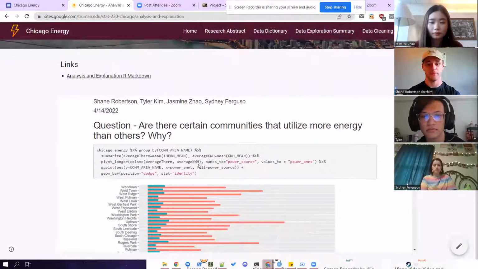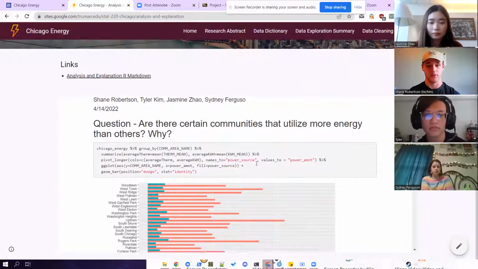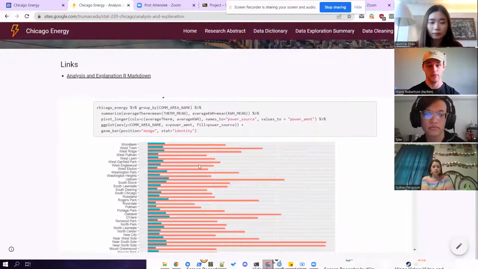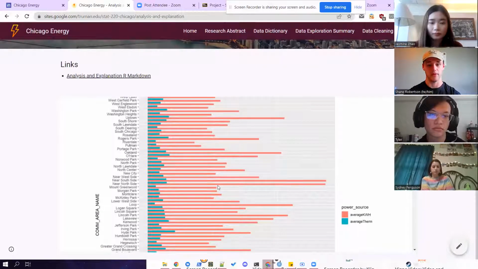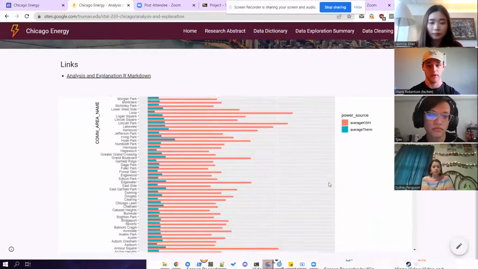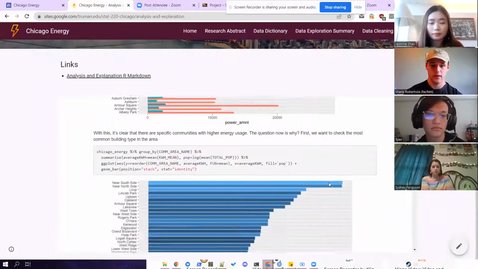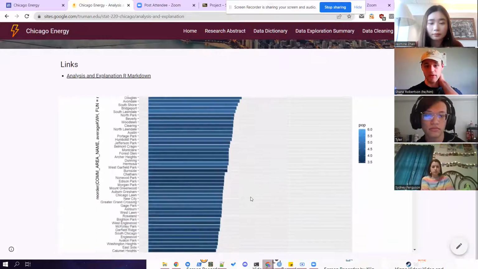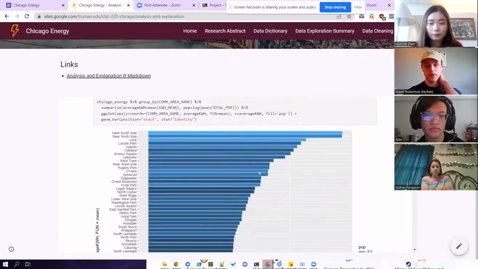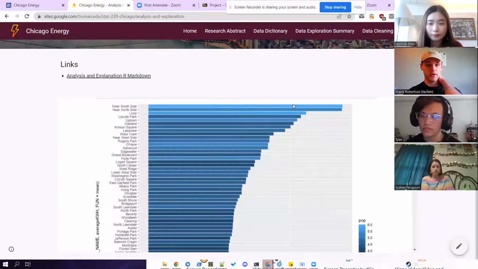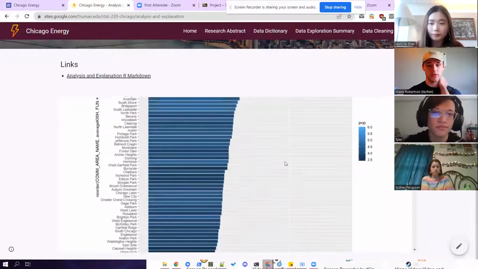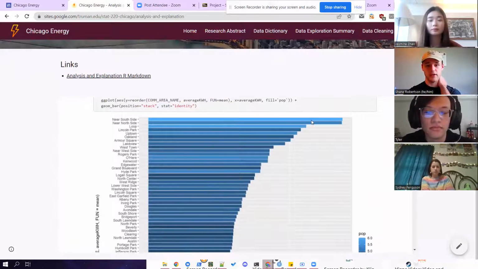The analysis and explanation. So our first question was, are there communities that utilize more energy than others? So first, we went ahead and graphed the thermal usage, the gas usage, and also the electric usage, as can be seen here. And it is clear that there are definitely communities that use more, as we proved earlier. And so to analyze that, we went ahead and sorted it by the usage and filled it with the population range. So as you can see, from the bottom up, darker colors were lower population, brighter colors were a higher population. And we can see there is certainly a correlation with higher energy usage and a higher general population.